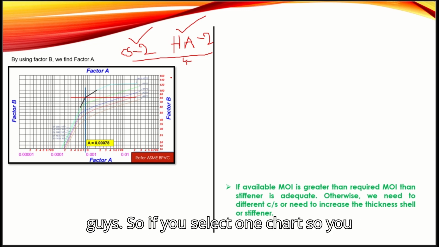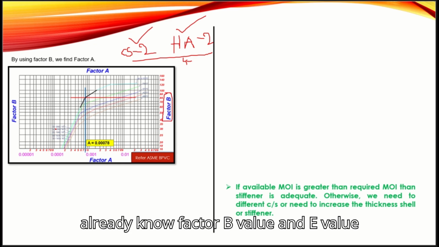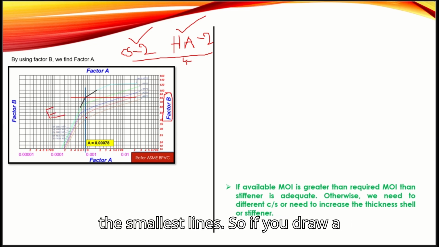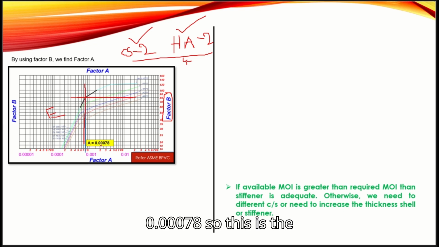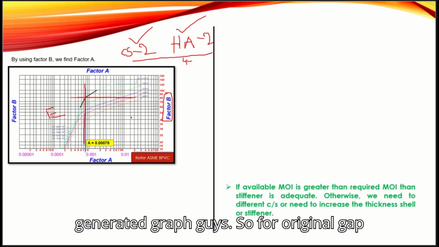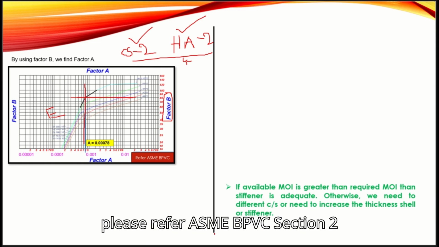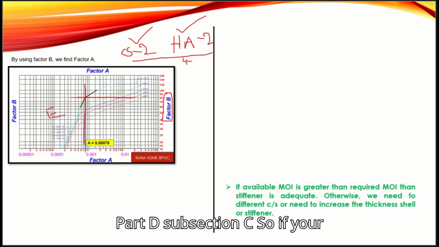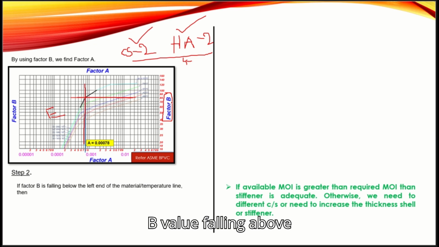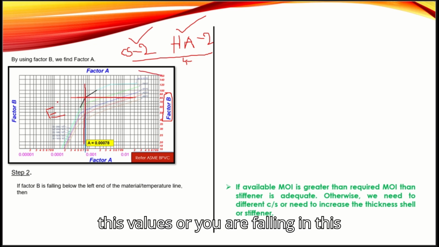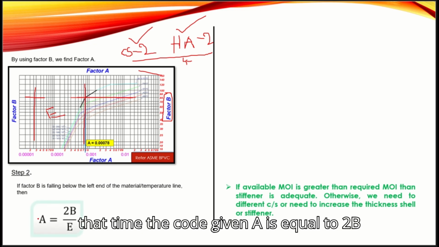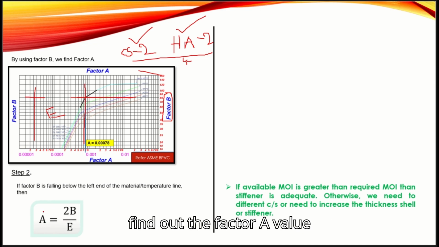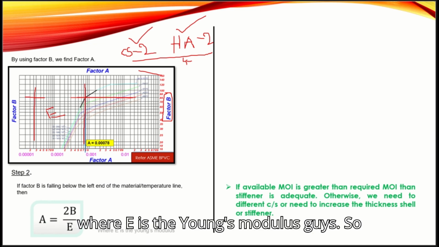If you select one chart, you already know the factor B value and the E value, Young's modulus. This is the Young's modulus line. If you draw a horizontal line and then a vertical line, you will get the factor A value. For example, this A value is 0.00078. So this is the generated graph, guys. For the original graph, please refer to ASME BPVC Section 2, Part D, Subpart C. If your B value is falling above these values, or you are falling in this region, then the code gives A is equal to 2B by 3. So a direct formula is given to find the factor A value, where E is the Young's modulus, guys.